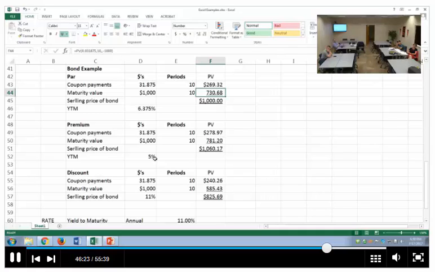Now, I got a typo here, I'll have to fix that. Not the sterling, it's the selling. All right, now the required rate is 11%, which is greater than the 6.375, so the bonds will sell at a discount.